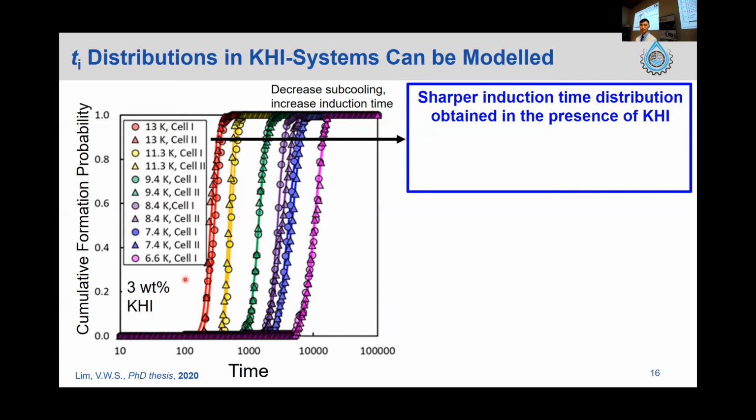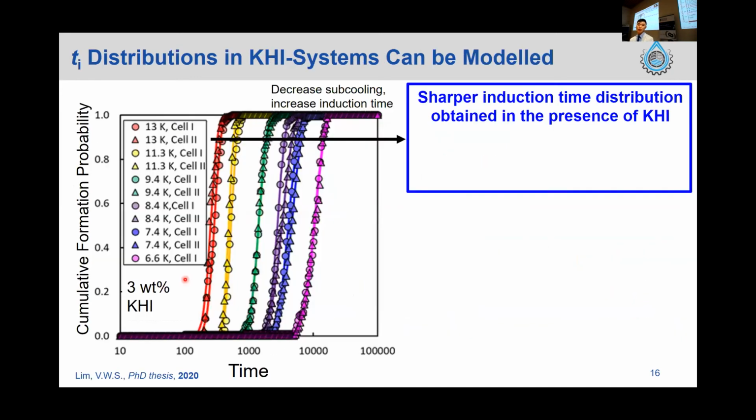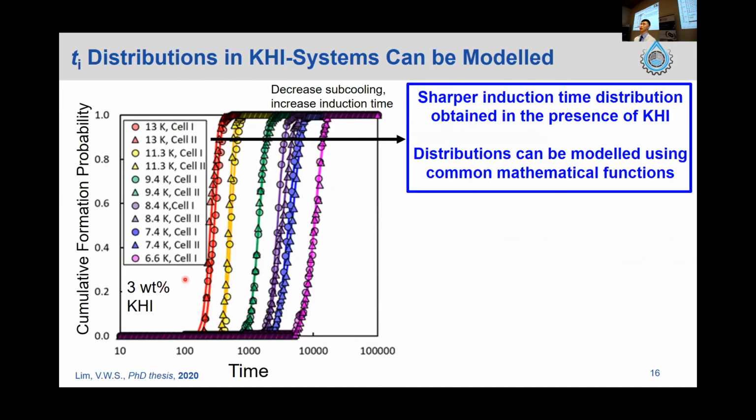These KHI distributions, the pink line that I'm showing you here, are not exponential distributions anymore, because the sharpness of the distribution makes it non-exponential. However, we can also model it with another common mathematical function, and we found that a gamma distribution is able to do the job well. I'm not going to talk about the gamma distribution, but if you're interested, you can talk to me later, or for those who join over Zoom, you can leave us a comment, and I'm more than happy to discuss how we fit our induction time in the presence of KHI.